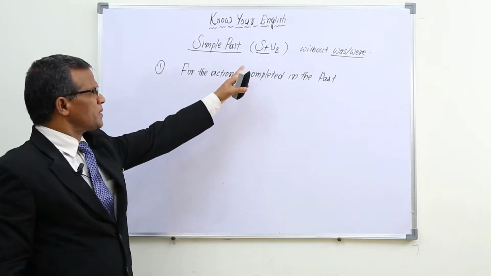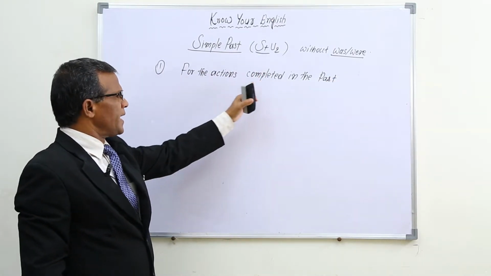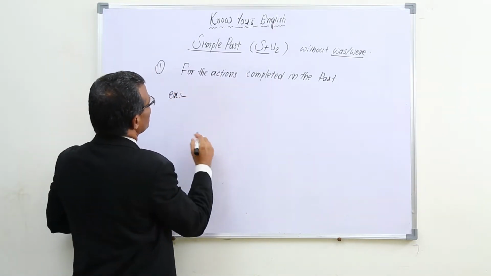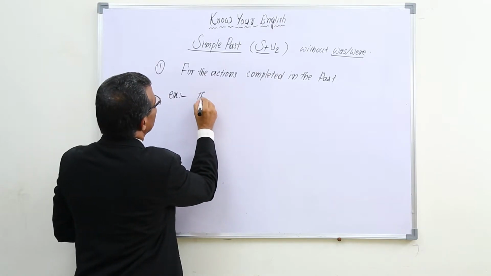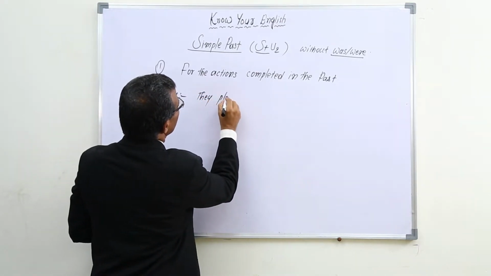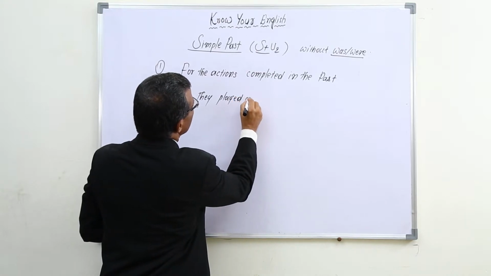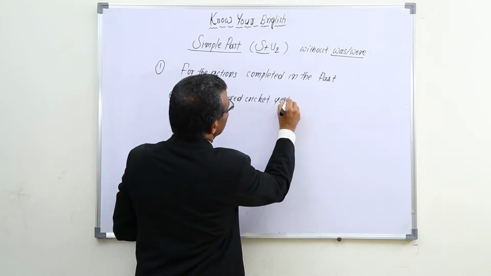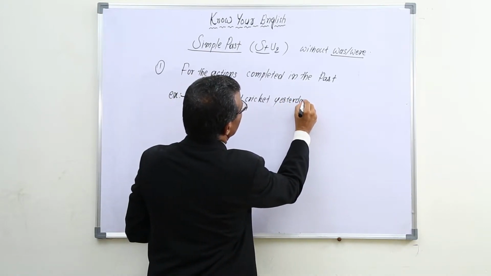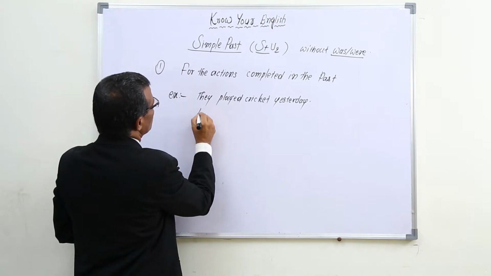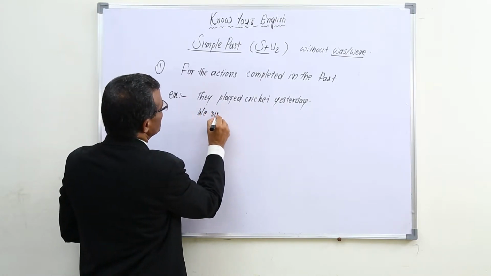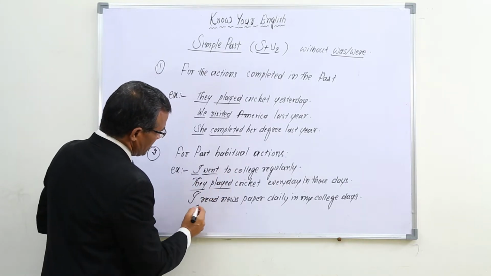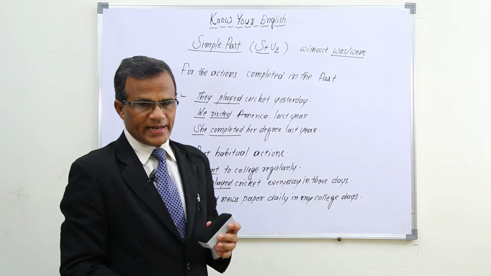We use subject plus V2, the simple past, for actions completed in the past. Example: they played cricket yesterday. We visited. I went, subject plus V2. They played. I read.